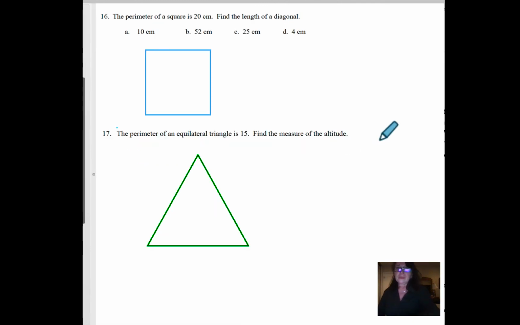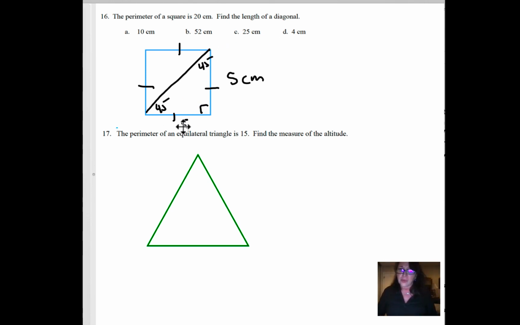For this problem here, it says the perimeter of a square is 20. So what you need to remember is that a square has 4 equal parts. And all 4 equal parts have the same measure. So if I know that the perimeter all the way around my square is 20, if I divide 20 by 4, I'm going to get 5 centimeters for each side. Find the length of the diagonal. Again, I'm looking for this side, but in this case, this is a 45-45 special right triangle.